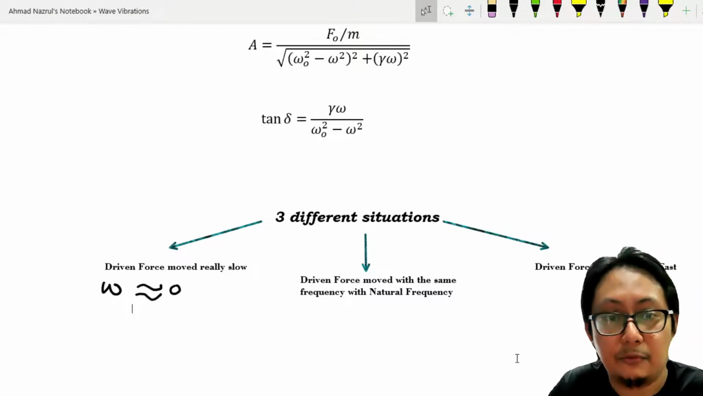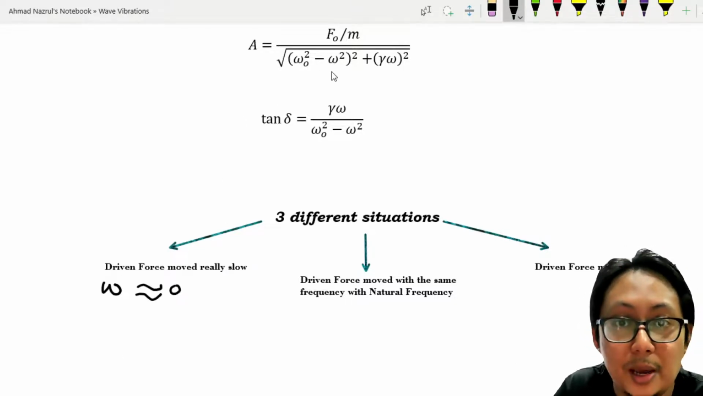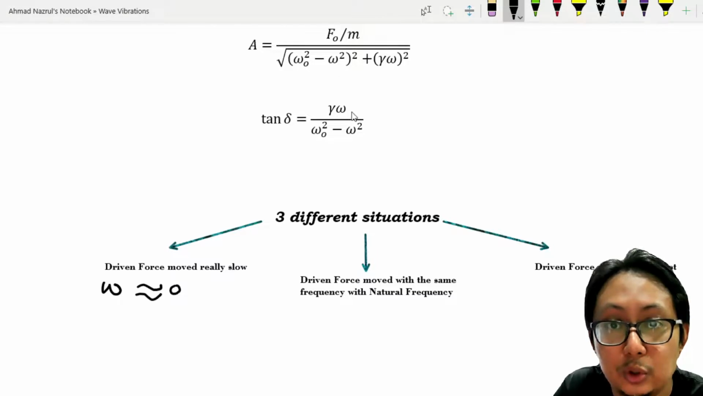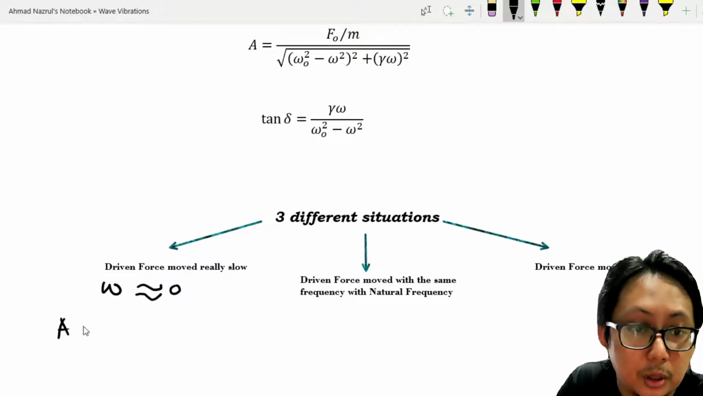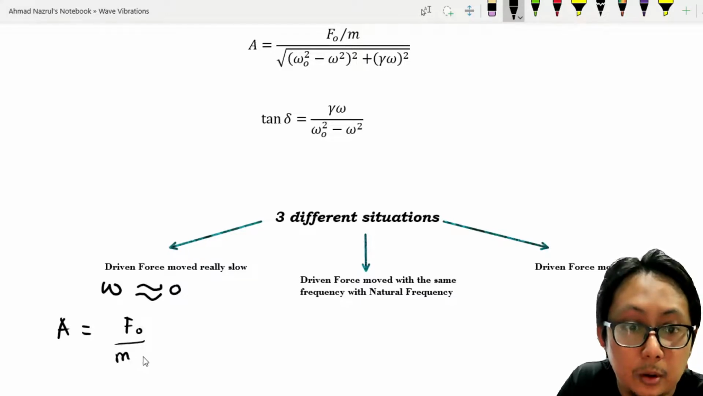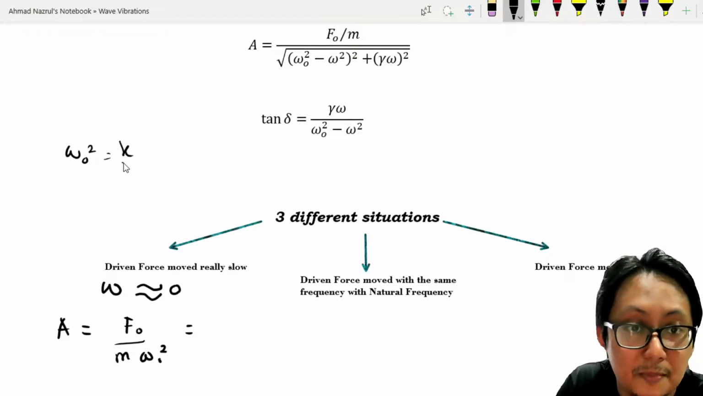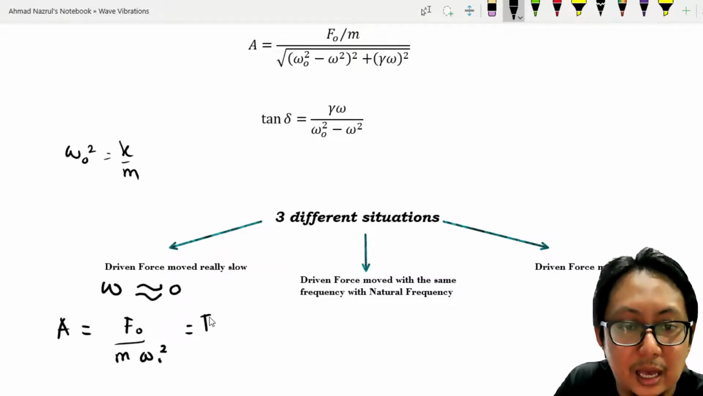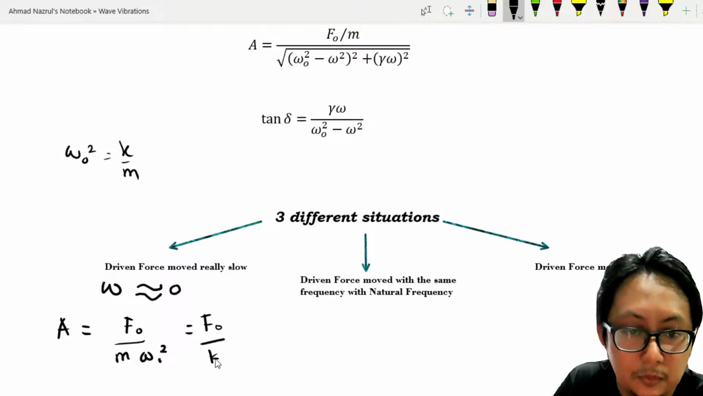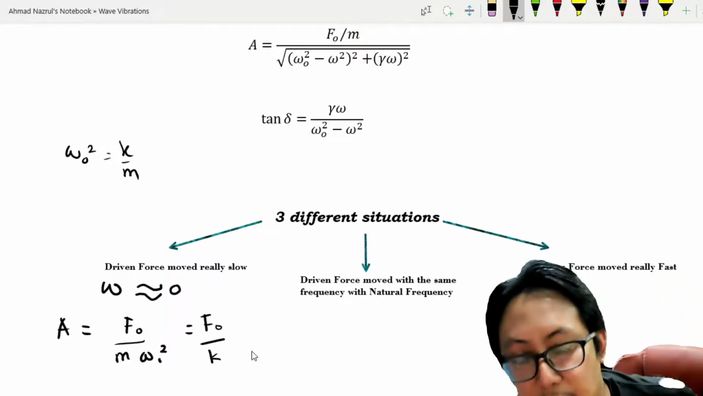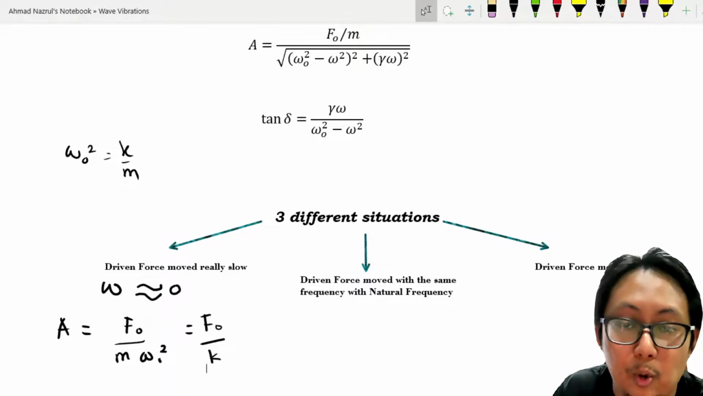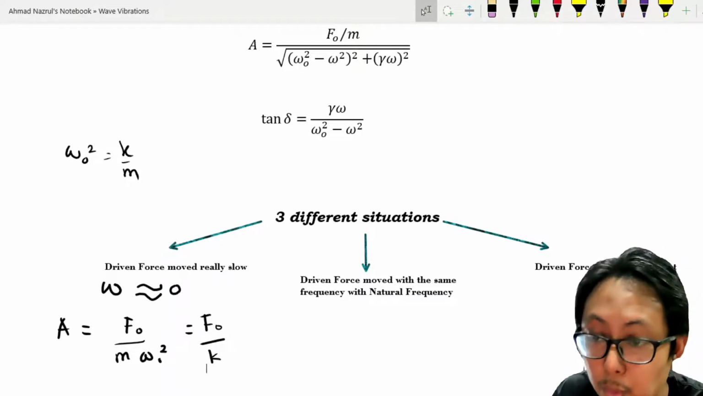You can see from this equation for A that omega is equal to 0. So right now the amplitude will be F naught over M omega naught squared, and omega naught squared is equal to K over M, remember? So K over M, M cancels, and we have here F naught over K. This will be the amplitude for the driving force when omega is really slow.